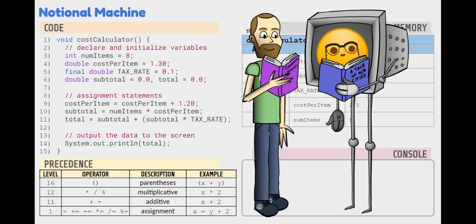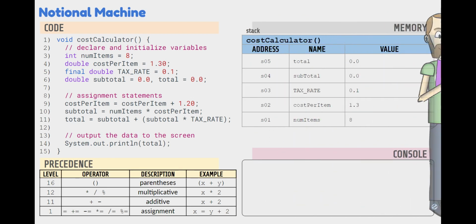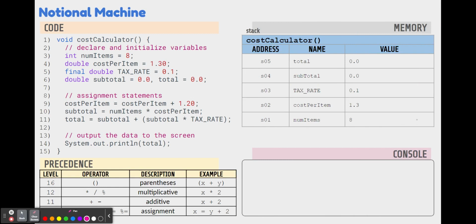We are going to start with our notional machine, and we have a block of code on the left. So go ahead and pause the video and read through that code and try to figure out what might be happening. Now that we're back, we are going to look through that code and break it down line by line.